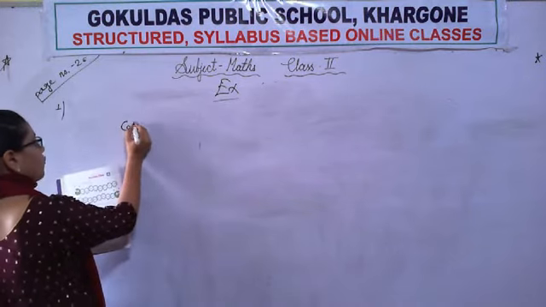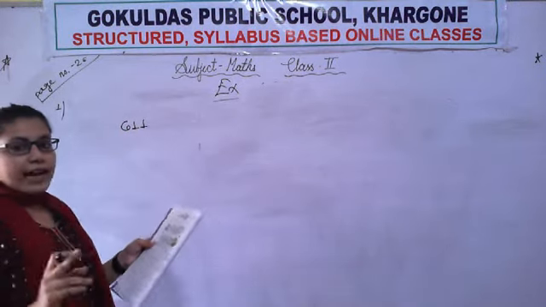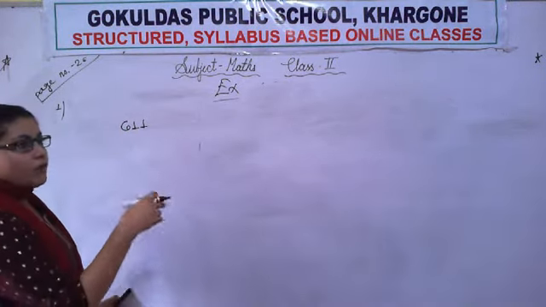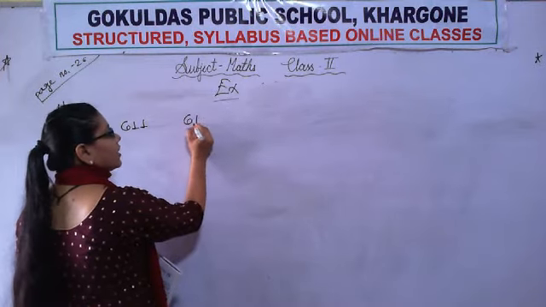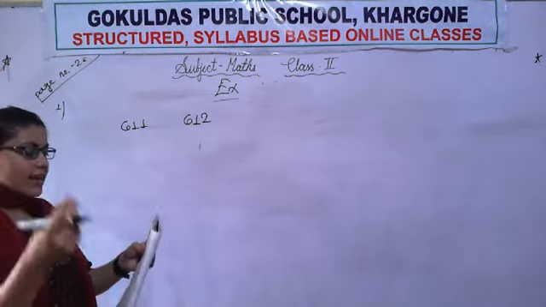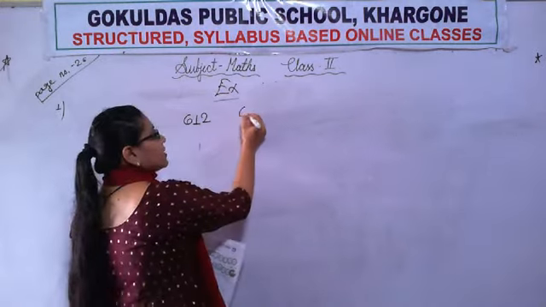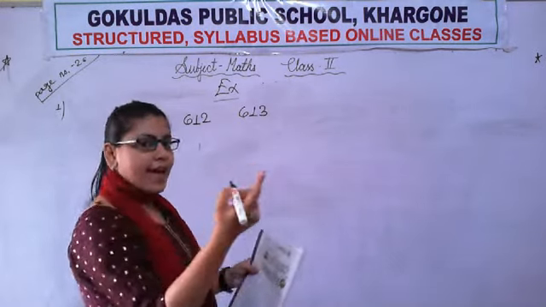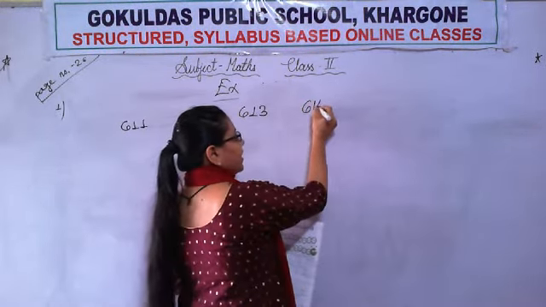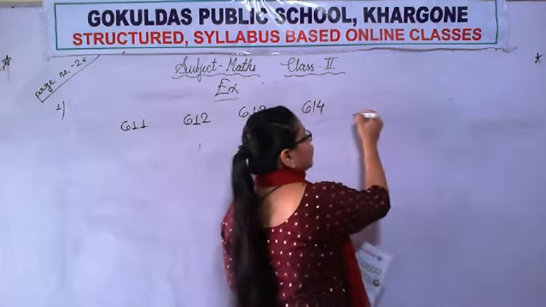It is just forward counting, which is starting from 611. So what comes after 611 is 612. Then 613. Then 614. And so on.